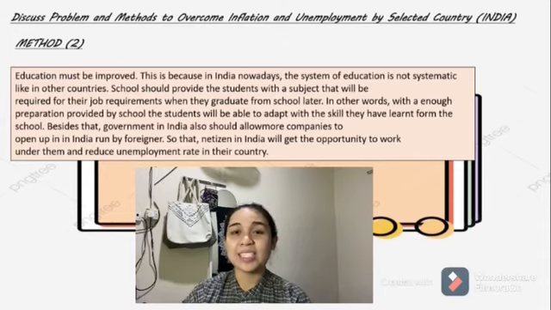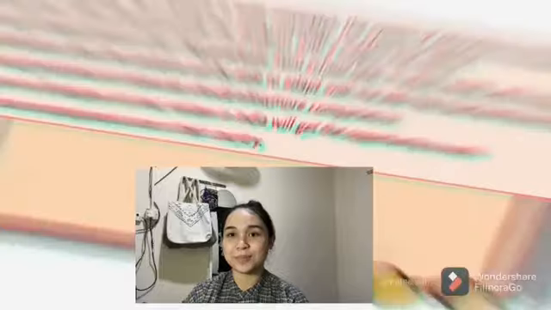And besides that, the government in India should allow more companies run by foreigners to open up in India, so that citizens in India will get the opportunity to work under them and reduce the unemployment rate in their country.